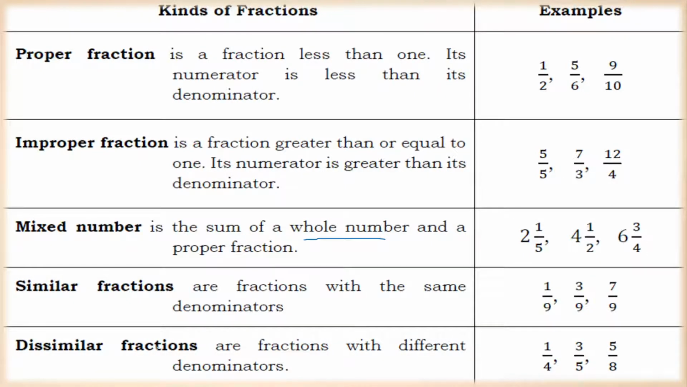Okay? The next one is similar fractions. Similar fractions are fractions with the same denominators. So 1 over 9, 3 over 9, and 7 over 9 are similar fractions because they have the same denominators. The last one is the dissimilar fractions. These are fractions with different denominators. So these are 1/4, 3/5, and 5/8, okay?